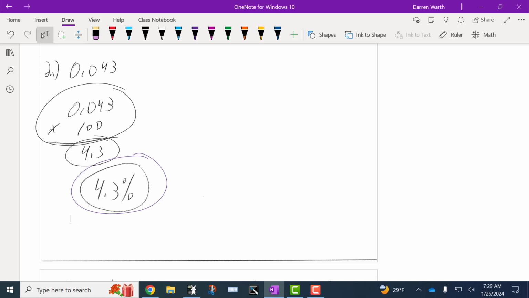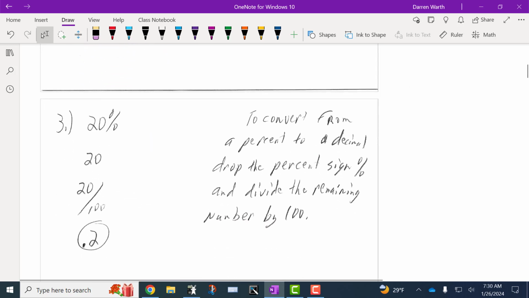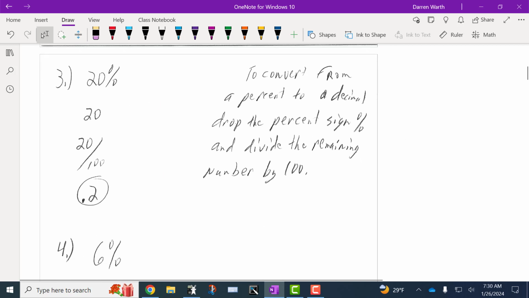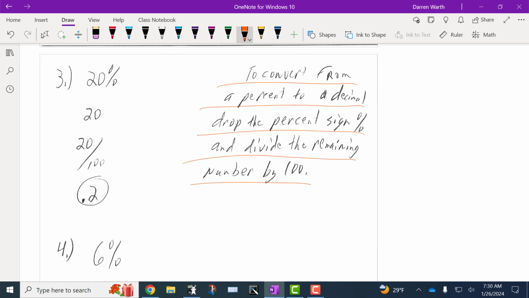Now these next two problems, we're going to go the opposite direction. We have to change percents to decimals and decimals to percents so much in mathematics that we need some extra practice with it. So here's our rule for converting from a percent to a decimal: drop the percent sign and divide the remaining number by 100.